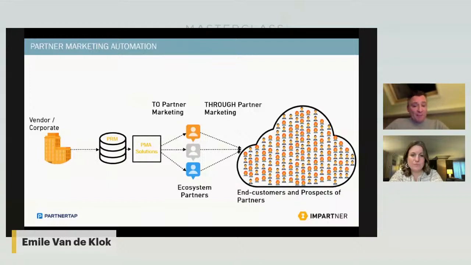All those partner campaigns that you build are ready to use by your transactional partners, but they will be fully co-branded with their logo, with their contact details. So it is like they are doing the marketing, but you are doing it on behalf of them. So that's in a nutshell what partner marketing automation is. So if you can go to the next slide.